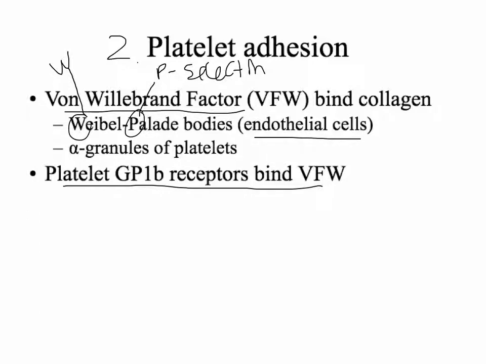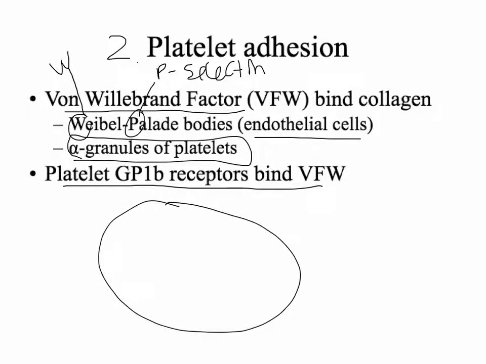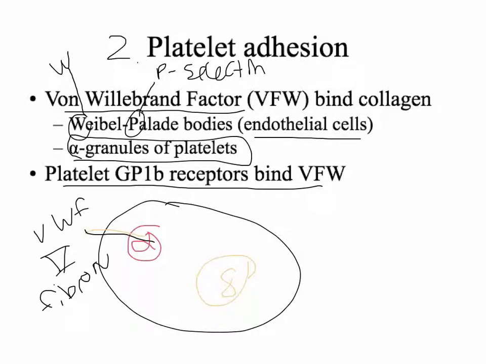And then alpha granules inside of platelets also contain some von Willebrand factor. You'll remember that inside of a platelet, we've got two types of granules. We've got the alpha granules, and we've got the dense granules, and they're also called delta granules. Alpha granules, basically, they will store von Willebrand factor, factor 5, and things like fibronectin for wound healing.